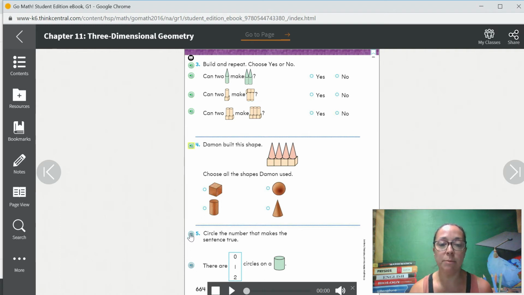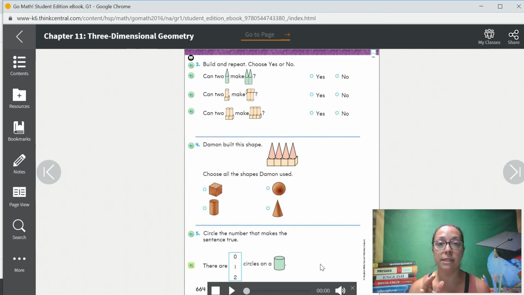All right, and number five. 5. Circle the number that makes the sentence true. Circula el número que hace la oración, ¿verdad? All right, let's check out the sentence. There are 0, 1, 2 circles on a cylinder. Hay cero, uno o dos círculos en un cilindro.